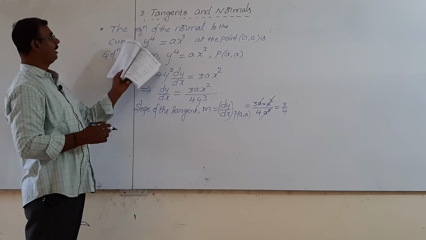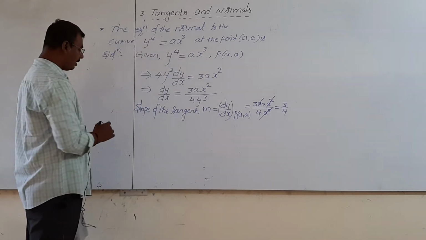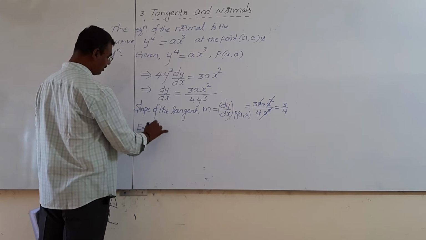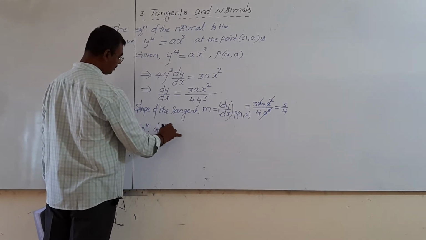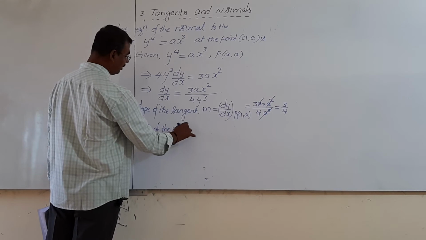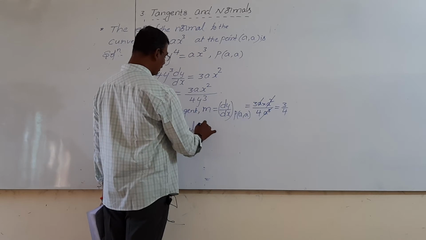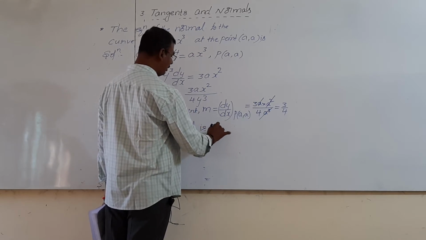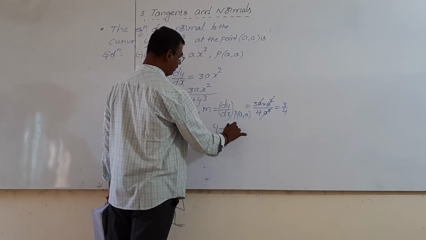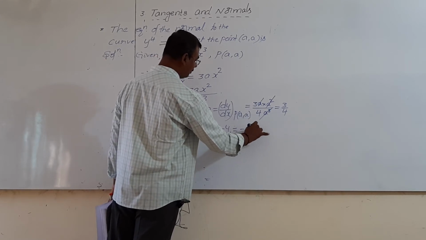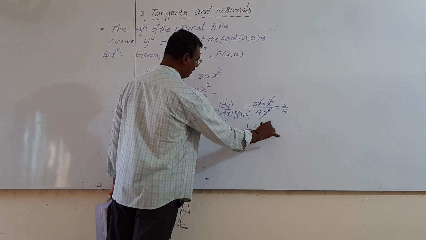Now what are we finding? The equation of the normal. So the equation of the normal is, do you know the formula? What is the formula here? The equation of the normal is y minus y1 is equal to minus 1 upon m into x minus x1.